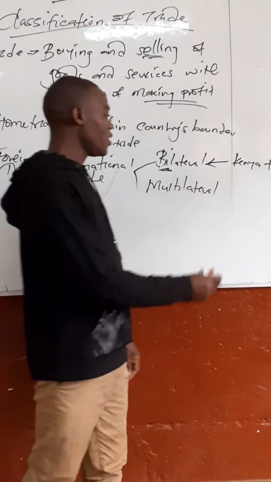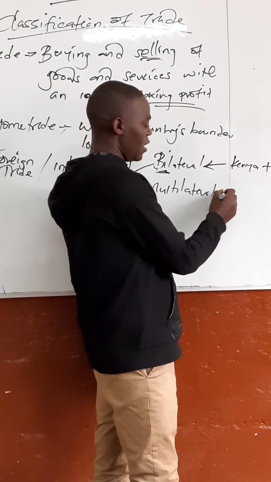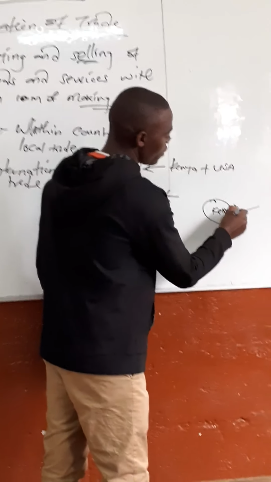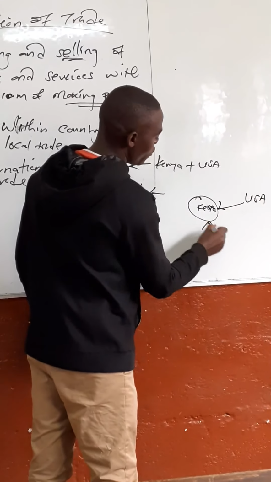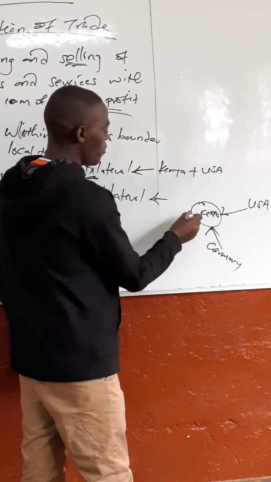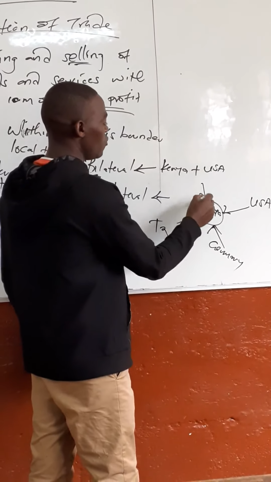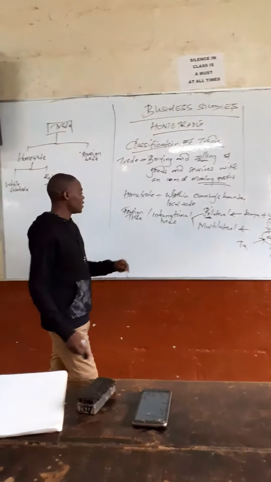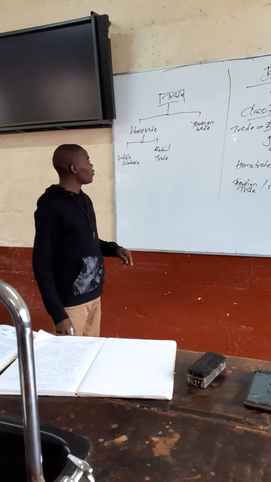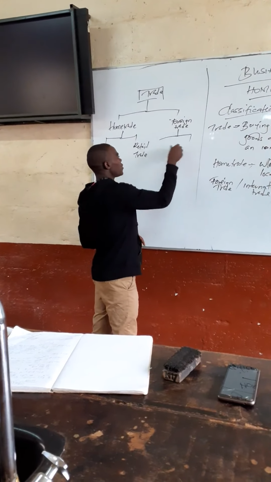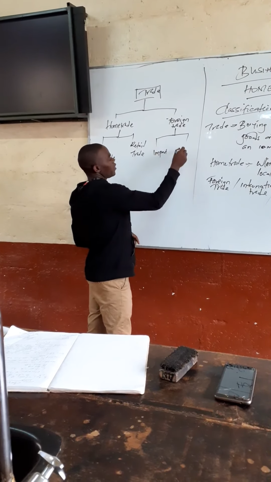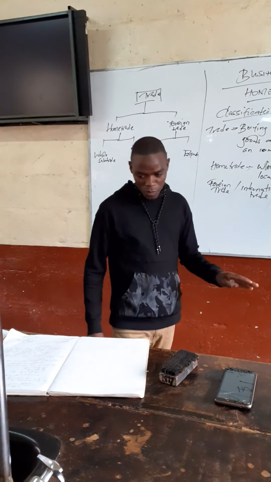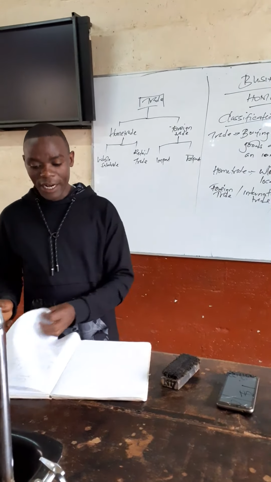Multilateral trade is a trade which is carried out among countries. For example, Kenya buying goods from USA, also buying goods from Germany, also buying goods from Tanzania, and also buying goods from China. So you can say it is multi, involving several countries. In foreign trade, you have two categories, which are import. You can import, and you can also export. Import is when you're buying. Export is when you are selling.